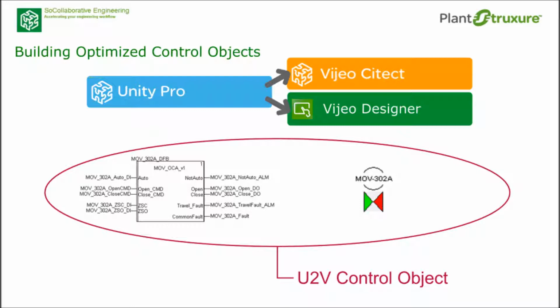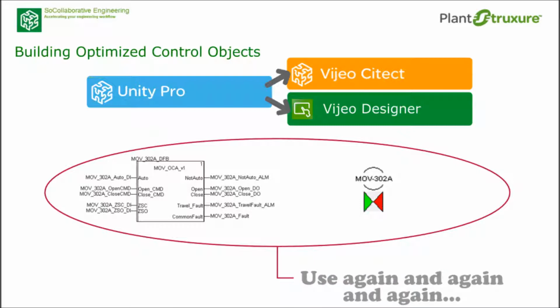These objects are built following the U2V golden rule. Don't make me touch the keyboard unless it's absolutely necessary. Okay, seriously. It is a Unity Pro derived function block, aka a DFB, and a smart Vijeo Graphical Object. And these are built for use again and again and again.